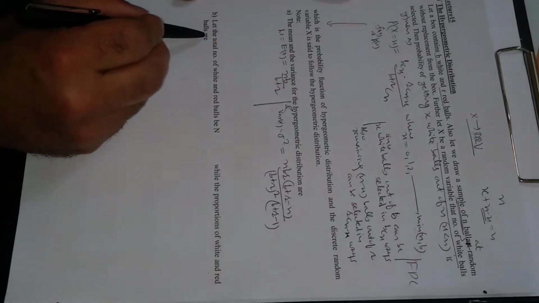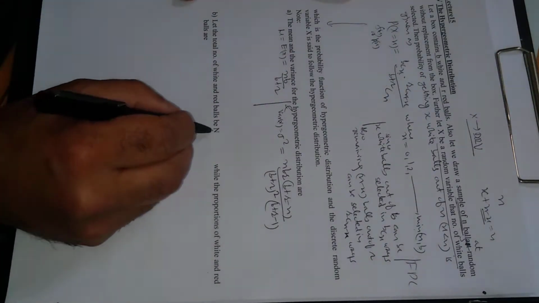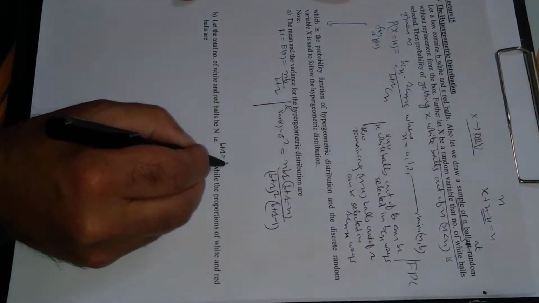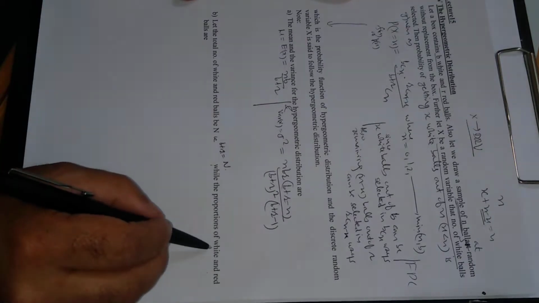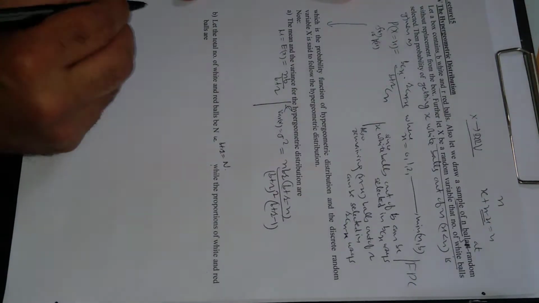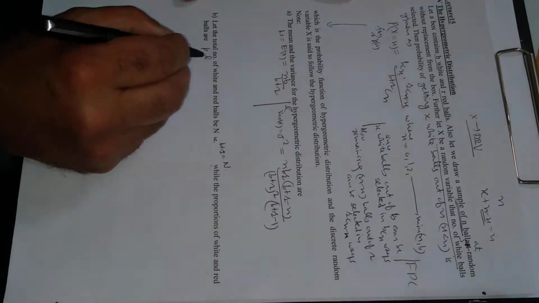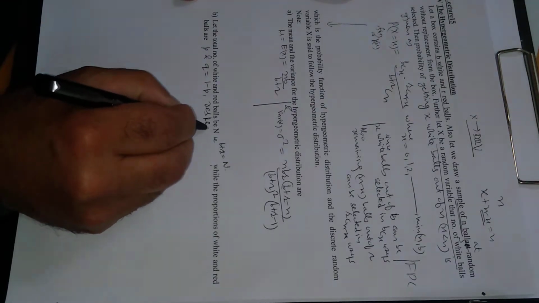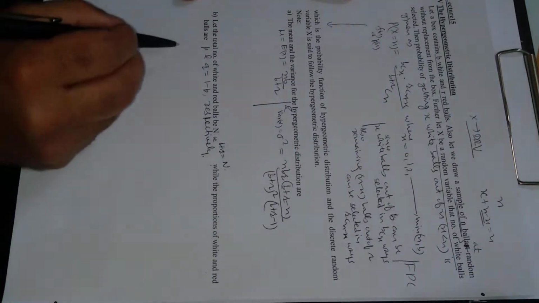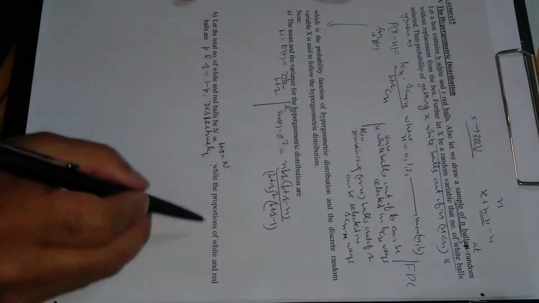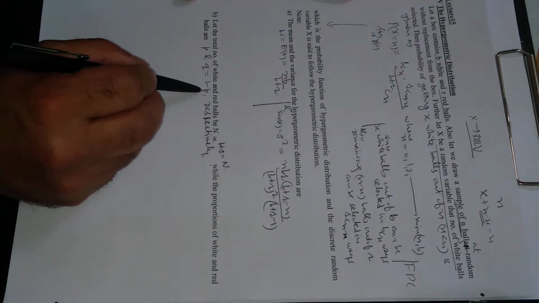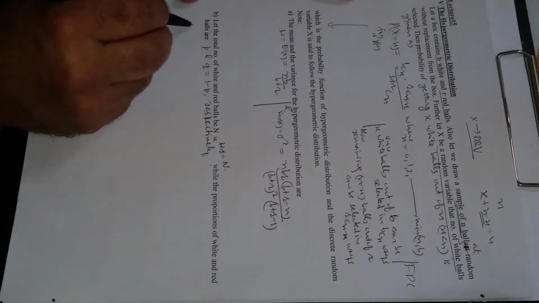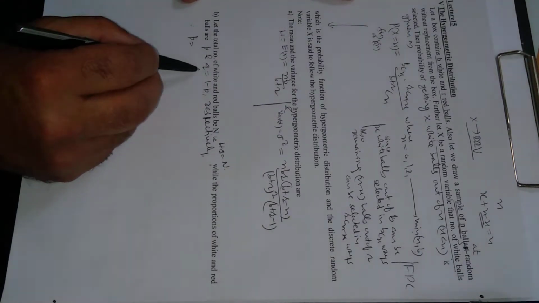So next, note number 2: let the total number of white and red balls be N, that means b plus r is equal to capital N, while the proportions of white and red balls are p and q, and q is 1 minus p, respectively. That means the proportion of white balls is p, and the proportion of red balls is 1 minus p, the reason being that if there is no white, it means there is red. Therefore p is the probability of white balls.